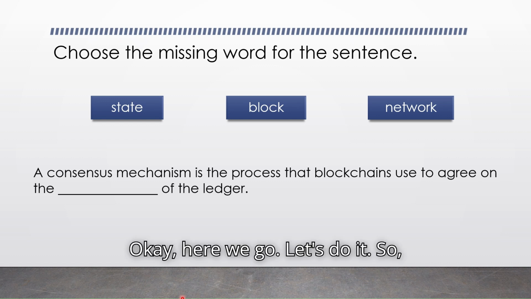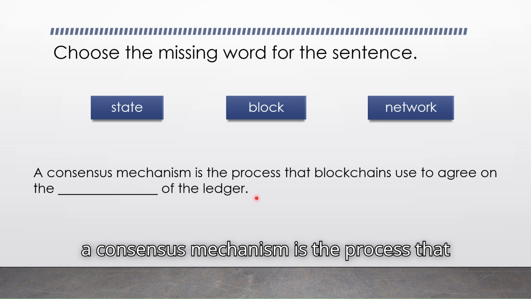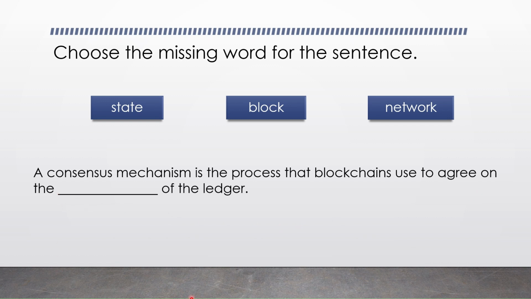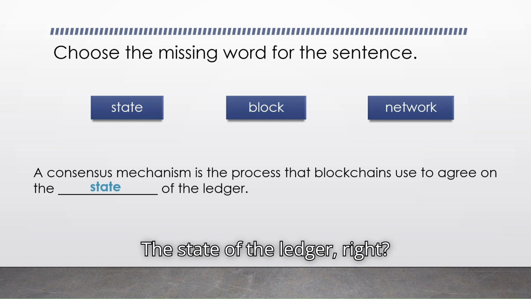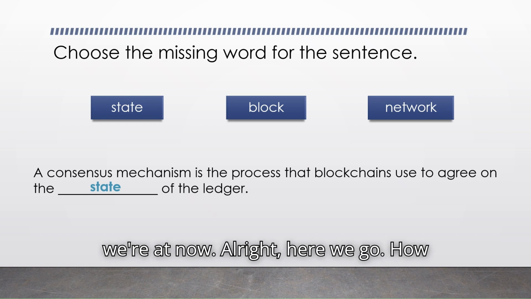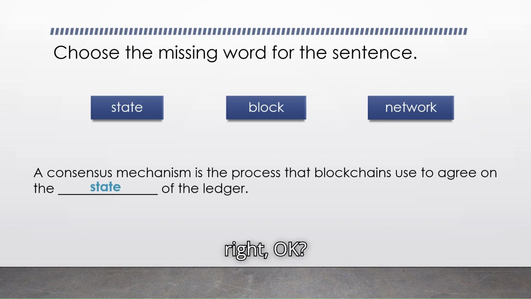Okay, here we go. Let's do it. So, a consensus mechanism is the process that blockchains use to agree on the... Do we get it? The state of the ledger. The state of the ledger, right? Okay, now once they agree, some other things happen, but that's where we're at now, all right? How many of you got it right? Give me a thumbs up in the comments if you got that right, okay?